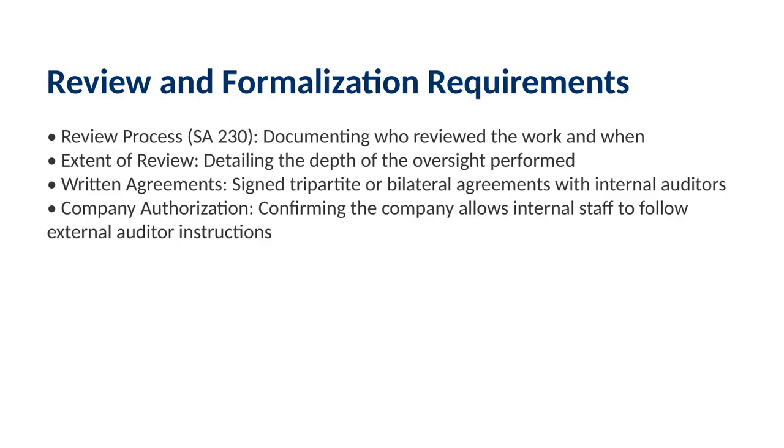Third, the review process. It is not enough to just get the work done. Neon must document who reviewed the work, when it was reviewed, and the extent of that review, strictly following the guidelines of Standard on Auditing 230. Fourth, he needs the paperwork. This means written agreements signed by both the internal auditors and an authorized representative of the company. This ensures everyone is on the same page regarding roles and responsibilities.